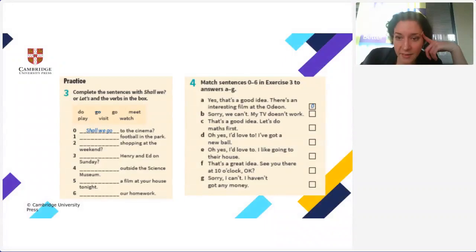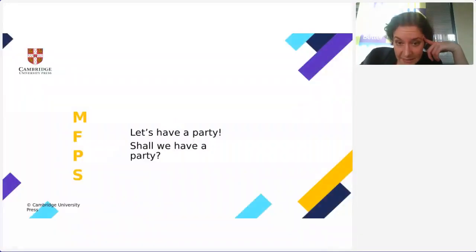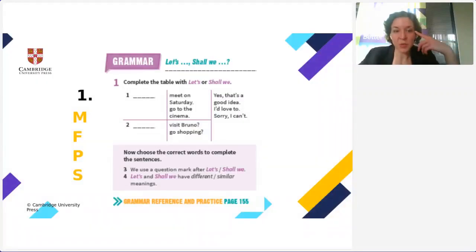Sorry. So if we look at this chart, complete the table. Meet on Saturday. Yes, that's a good idea. Go to the cinema. I'd love to, or sorry, I can't. Which one goes in one? Okay, I think it's easy peasy for you. So we put let's in the first one and shall we in the second one, only because we know that the first one is a statement and the second one is a question.